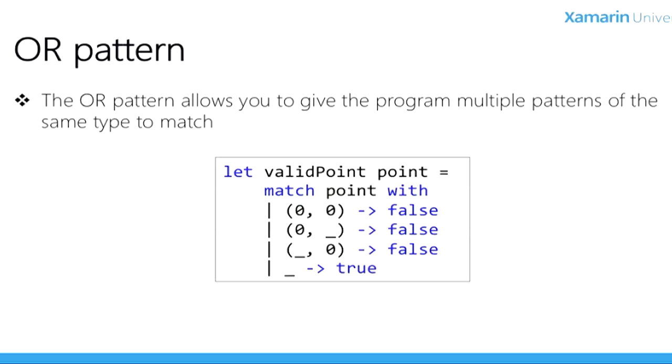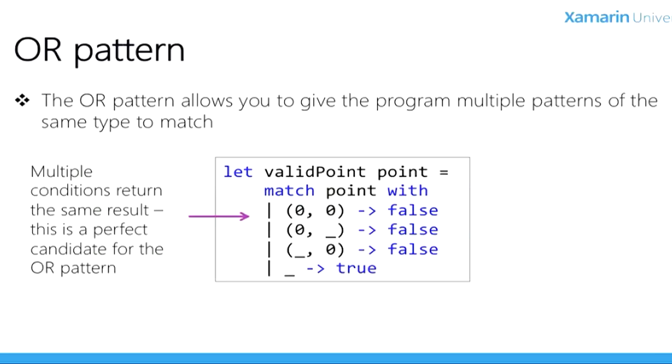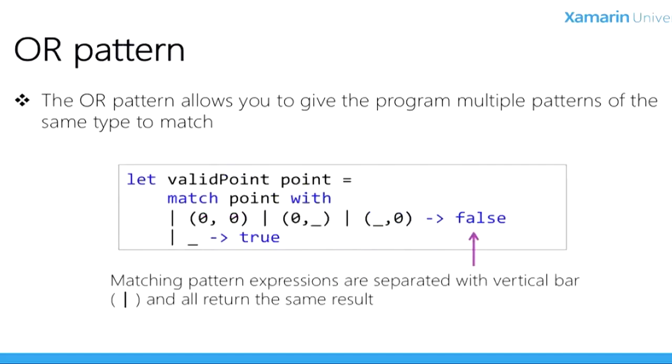And notice that in 3 of the cases we return false, where either x or y is 0. And this is a perfect case for the OR pattern. The OR pattern allows us to provide a single result for multiple patterns. In this case, it looks like this.